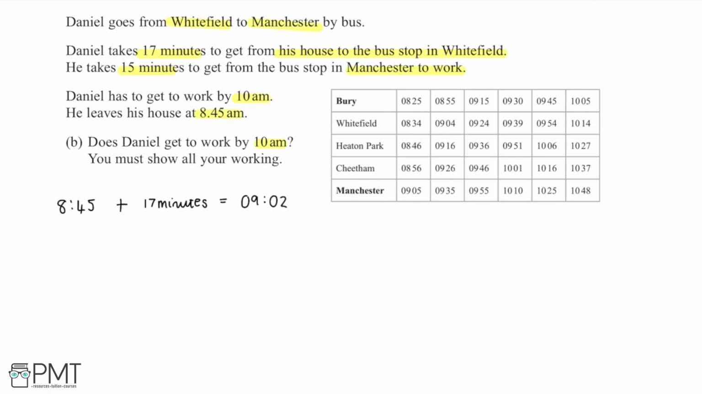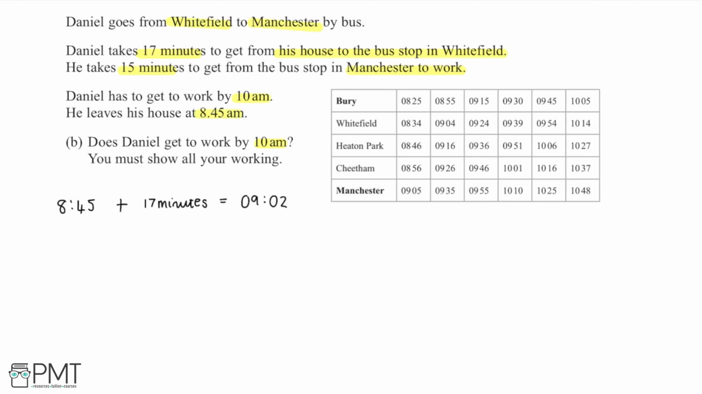Now, if I have a look at the timetable that we have, we need to see what the next bus he can possibly catch is. And he's catching this bus from Whitefield. So if I look in the Whitefield row, 8:34 has already gone, so he won't be able to make that bus. And here we have the 9:04 bus, which is 2 minutes after 9:02, so he will be able to get on this bus. And this is the next earliest bus to Manchester. So all of the other buses are later, and then they will arrive later in Manchester. So this bus is going to be the one that he needs to catch.